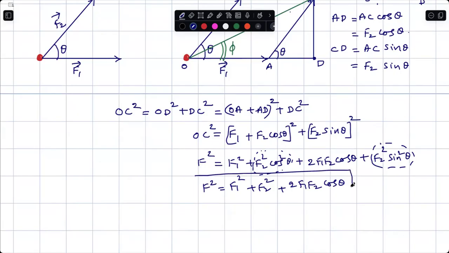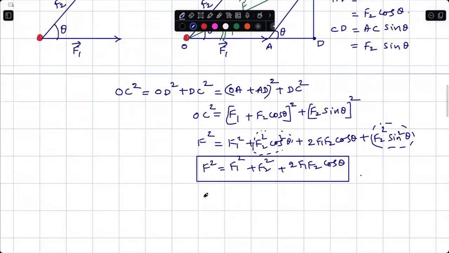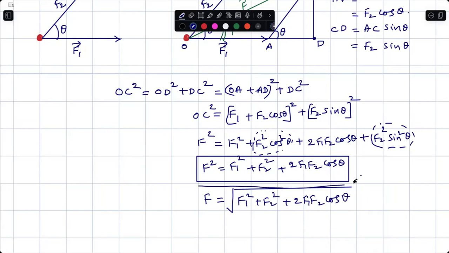Now I have given you clearly some information on the resultant. So finally, F is the square root of F1 square plus F2 square plus 2 F1 F2 cos theta. So I have given you the magnitude of the resultant.